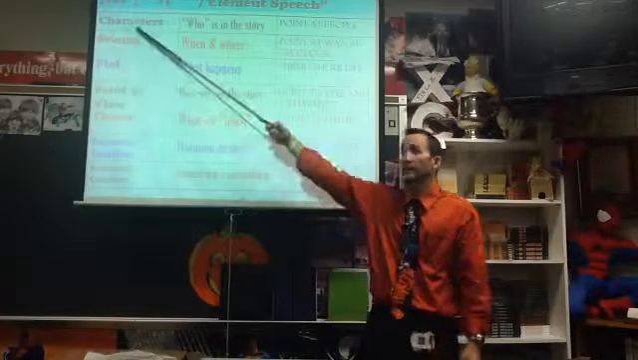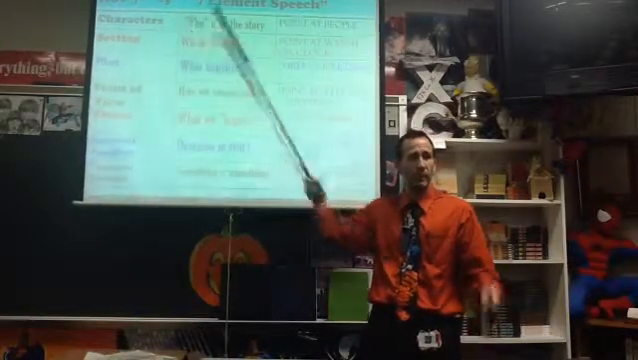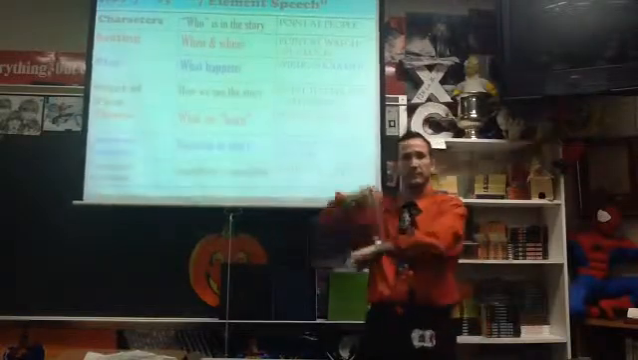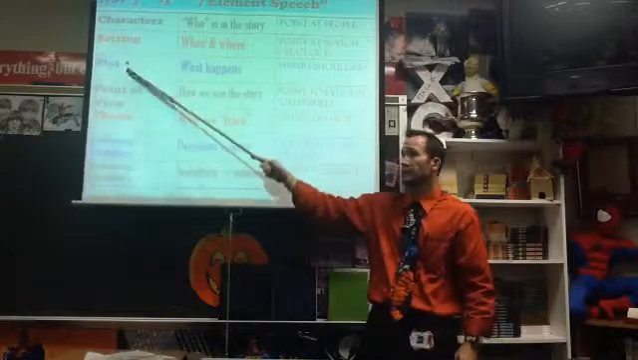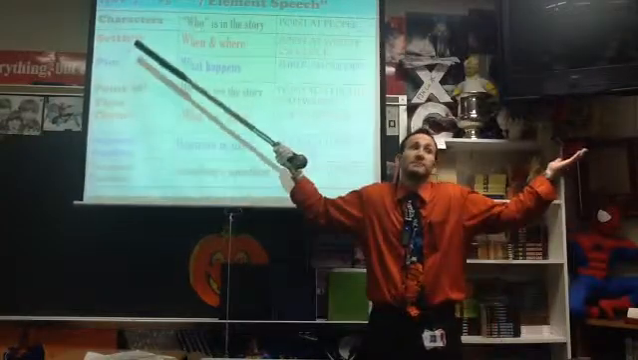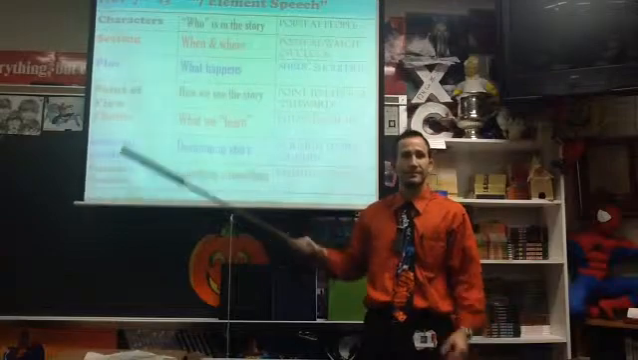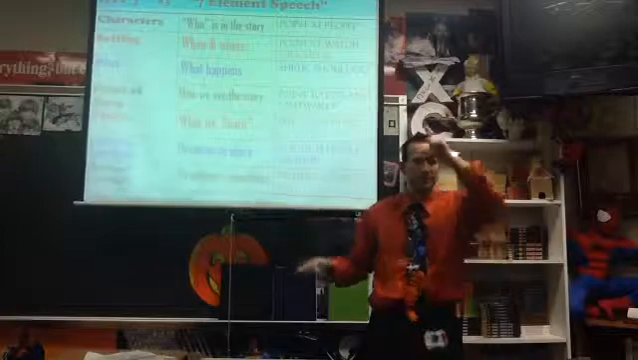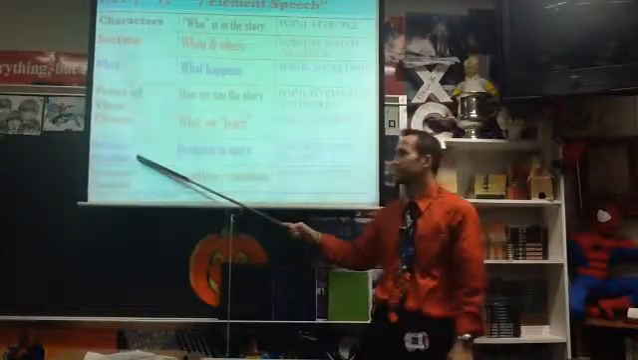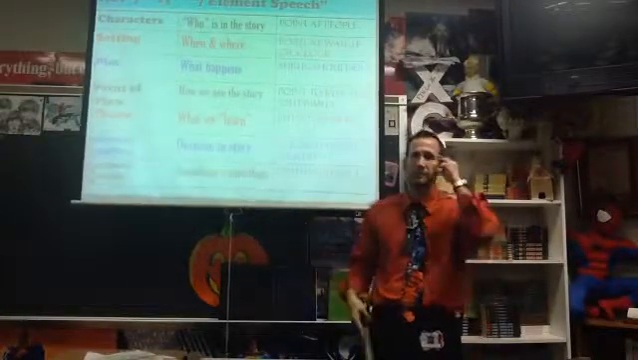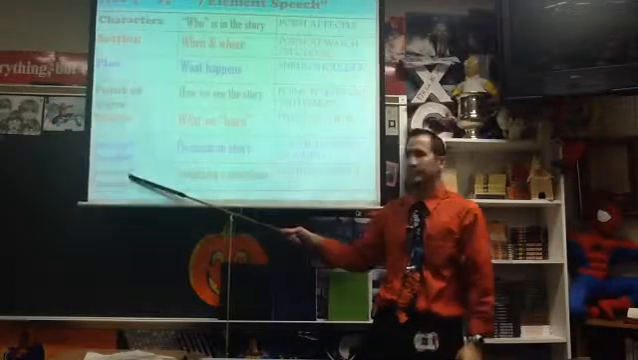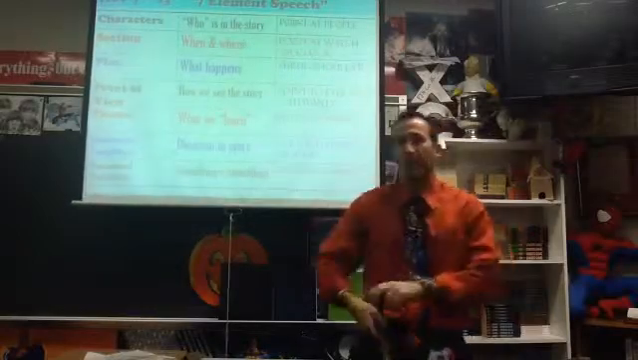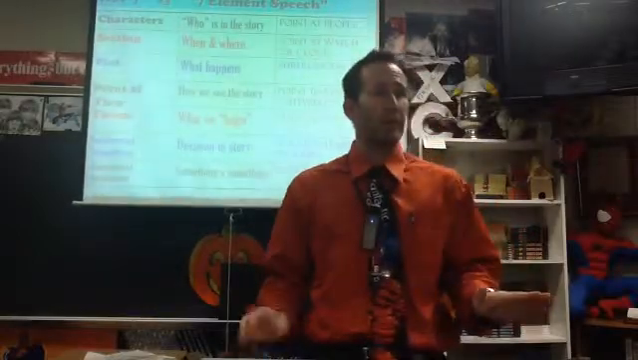Beginning with characters. Who is in the story? Settings. When and where? Plot. What happens? Point of view. How we see the story. Theme. What we learn. Internal conflict. Decision in story. External conflict. Something versus something.